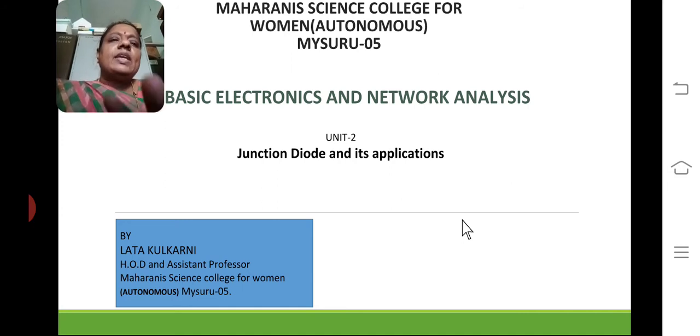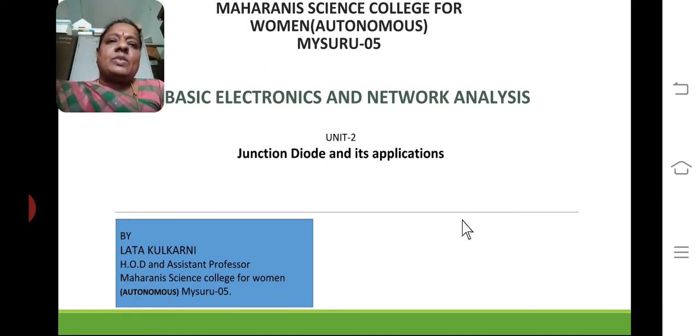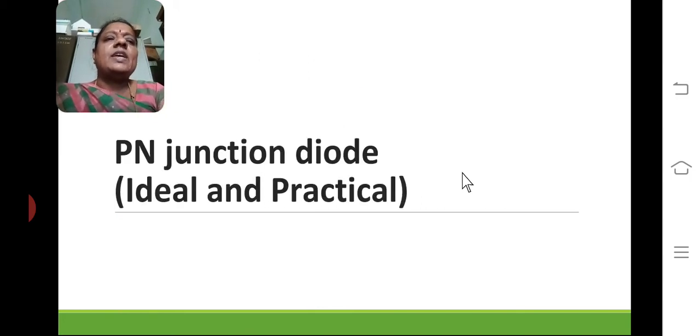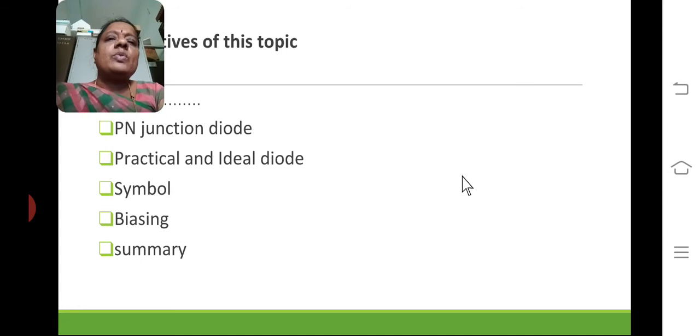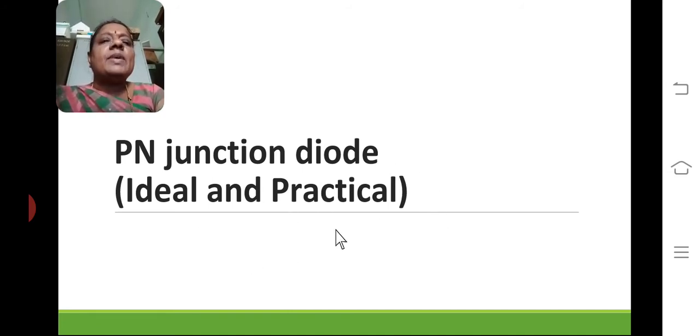In this session, I am going to start the second unit in the syllabus. The second unit is the junction diode and its applications. In this unit, we are going to study what we mean by the PN junction diode, and in that, what we mean by ideal and practical diodes.